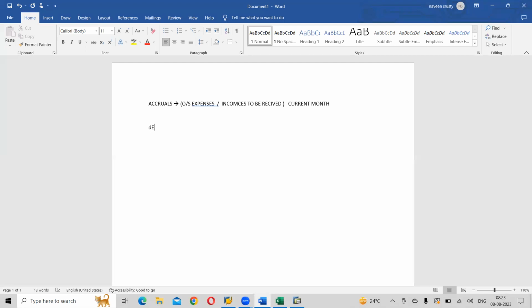Then what is deferral? Deferral, or we call it unaccrued. For expenses, we call it prepaid. And for incomes, we call it unaccrued incomes. Unaccrued expenditure or unaccrued incomes. Or income received in advance. Sorry, not income to be received, income received in advance. Then that is considered as deferred. Understood? Any questions here?